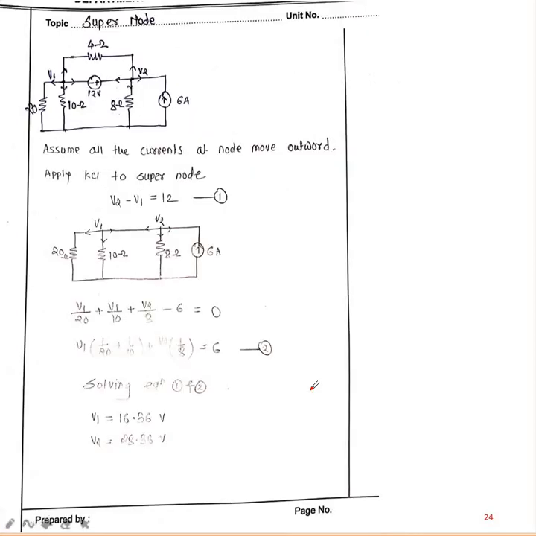Okay, then supernode. What is a supernode? Between the two nodes, voltage sources are present. Yes or no? Yes, voltage sources are present. How is it present? The plus symbol is connected to V2. So V2 minus V1 is equal to 12. We only look at the plus symbol.